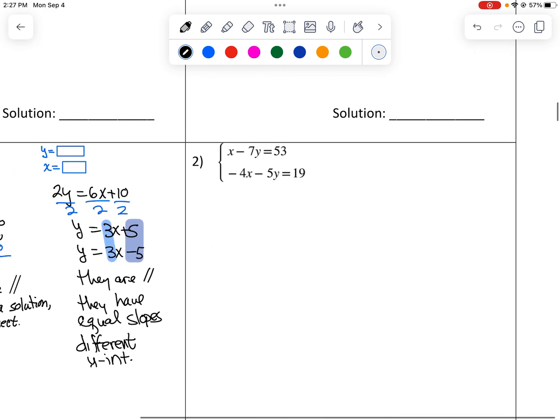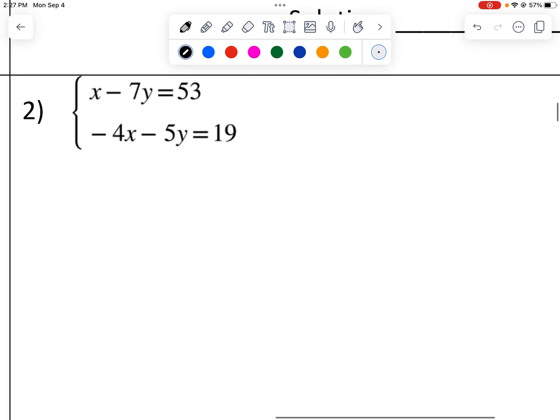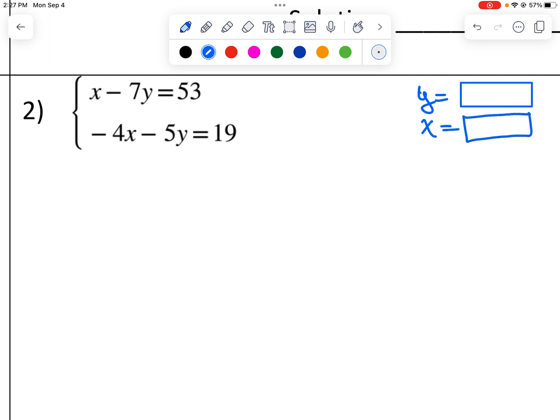Let's move over here. Okay, so again, this is one of those where we have to do a little bit of work because it doesn't say y equals anything. Y is not isolated. It also doesn't say x equals anything. X is not isolated. So we have to do a little bit of work before we can do anything. And the easiest variable to isolate is the one that doesn't have a coefficient other than 1. So the easiest one to isolate is this guy.